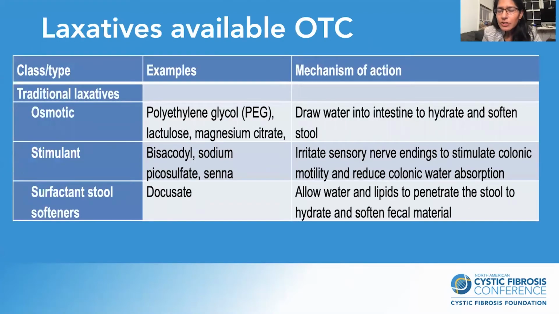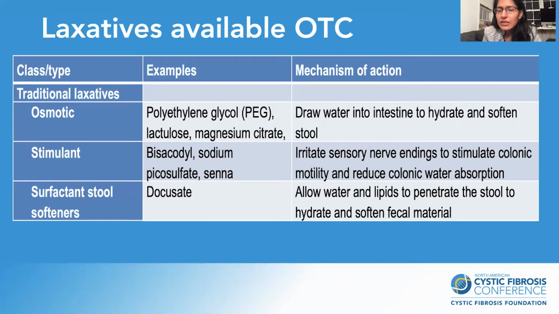These are the first-line agents that we use to treat patients with cystic fibrosis and include osmotic laxatives as well as stimulant laxatives. Osmotic laxatives like polyethylene glycol, lactulose, or magnesium citrate work by drawing water into the intestine to hydrate and soften the stool and thereby increasing transit time. Stimulant laxatives such as bisacodyl, sodium picosulfate, or senna actually work by irritating the sensory nerve endings to stimulate colon motility, and they reduce colon water absorption, which also then leads to increased transit time.